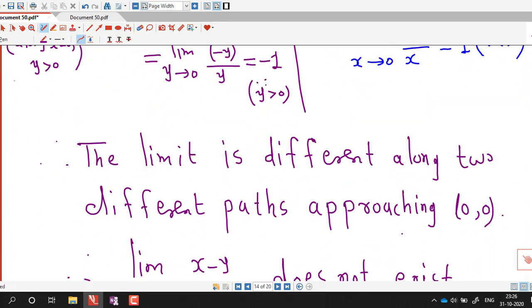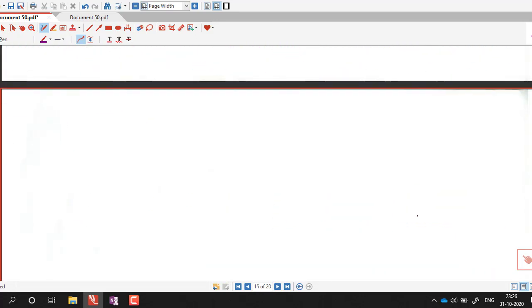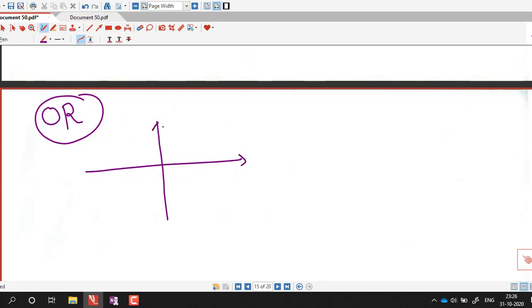Now another way to do this example is, suppose you don't want to write down two different paths, then what we can try is, we know that the equation of a straight line passing through origin is y equal to m times x.